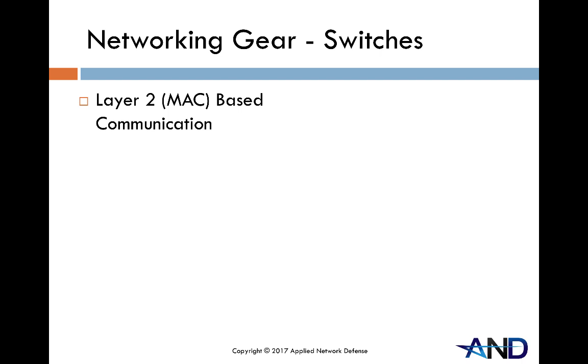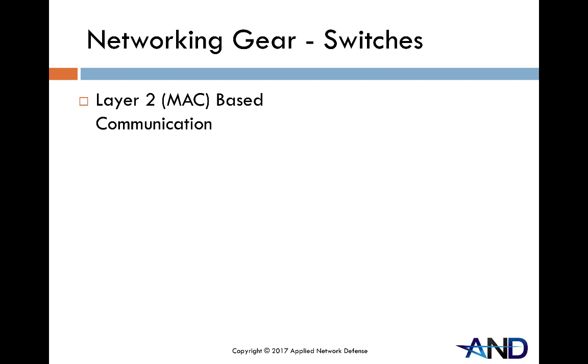Now, a switch is a little different in that whereas a hub is a layer 1 device, purely a physical device that forwards electrical signals to other ports, a switch is actually a layer 2 device. So it's a data link layer device. And you see I have MAC here in parentheses.